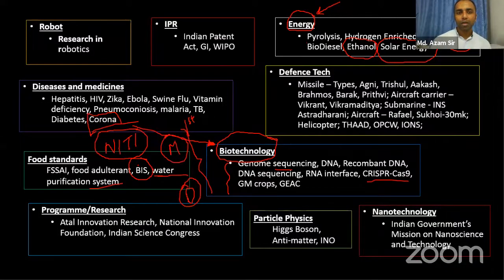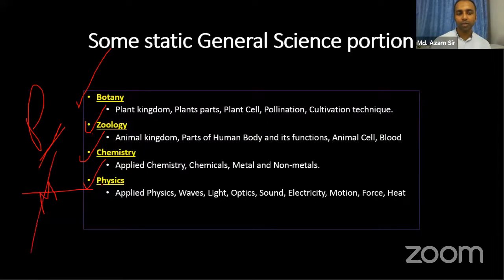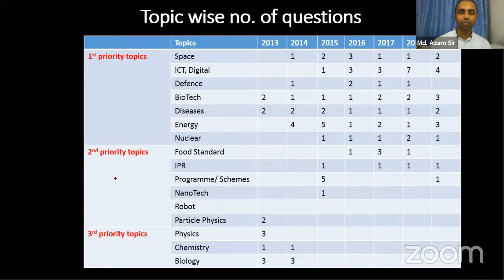Okay. The next is intellectual property rights, that would have the patent or the geographical indicator and some other topics inside that. Some static portion of the science is botany, zoology, chemistry, and physics. Now these topics are only in prelims. They are not there in mains. So please do not refer to them for mains. This is only in prelims, and that too in prelims the significance has gone relatively down.